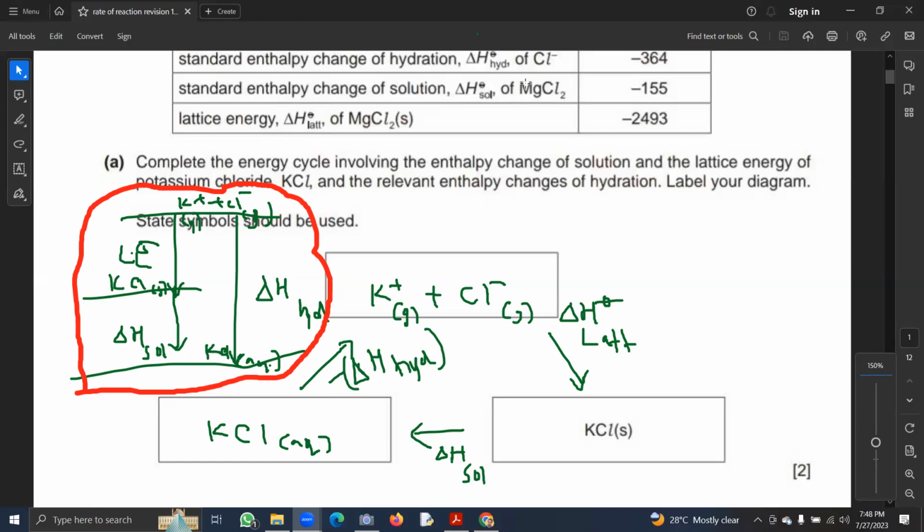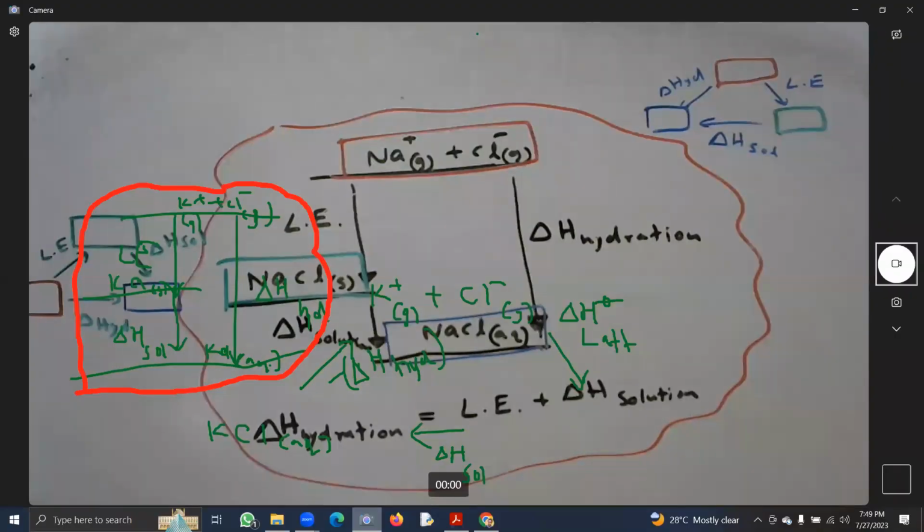So the ions must be in the gaseous state. Is it, sir? Yes. The upper ions, this is gaseous, correct. Not aqueous, is it, sir? The ions normally, no. If you want, you can write this as aq. If you want to write aq, you can.